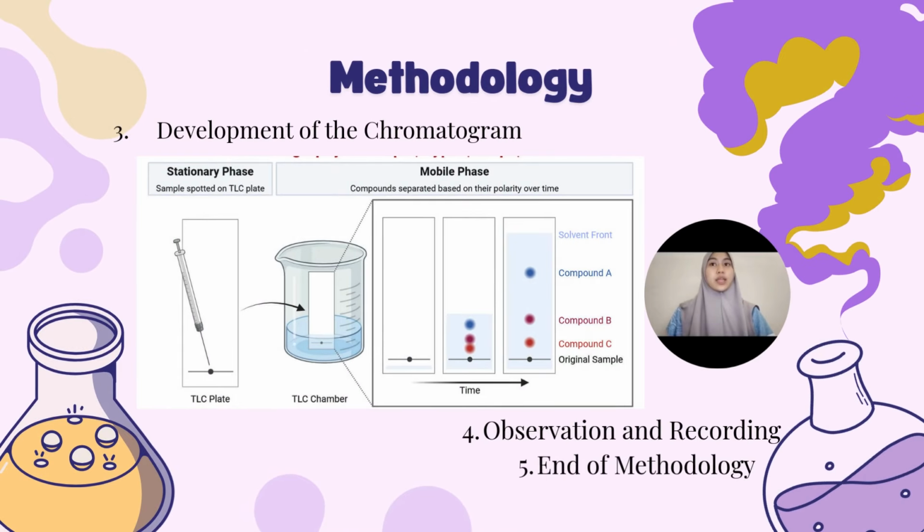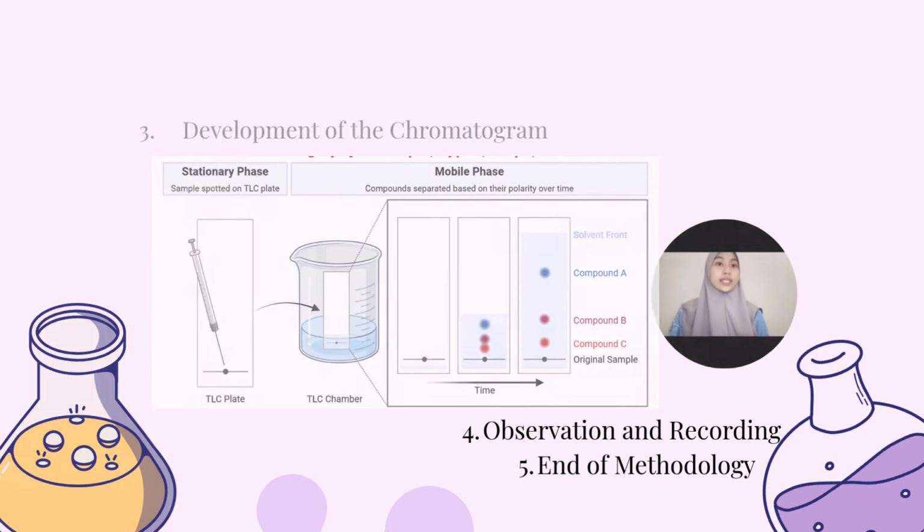After that, a small amount of solvent was poured into a chromatography chamber. The chromatography paper was placed inside the chamber with the solvent level below the starting line. The chamber was covered to prevent solvent evaporation. The solvent was allowed to move up the paper by capillary action, carrying the pigments along with it.